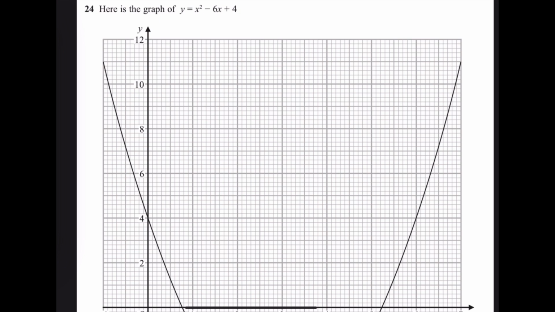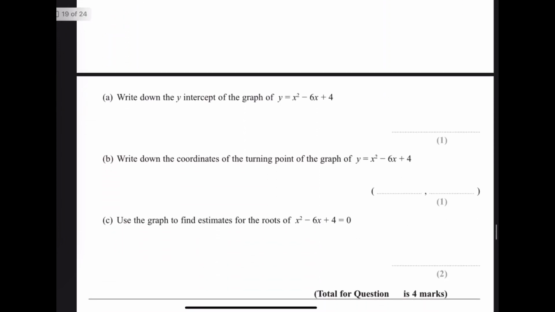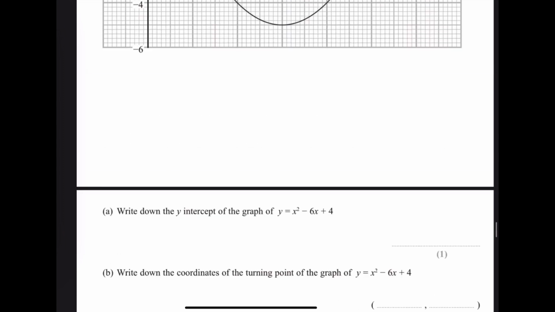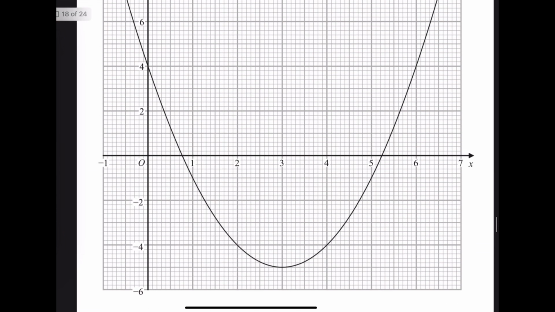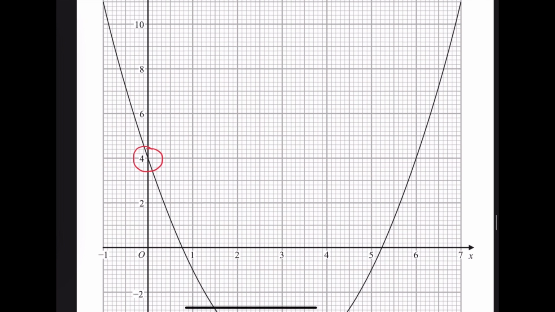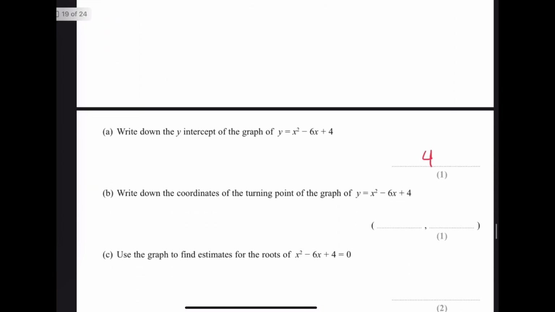Question 24. Here is a graph of y equals x squared minus 6x plus 4. A. Write down the y-intercept of the graph. The y-intercept is wherever this curve intercepts the y-axis. So wherever it crosses the y-axis, here it crosses at 4, is what the y-intercept is. So we'll just put 4.